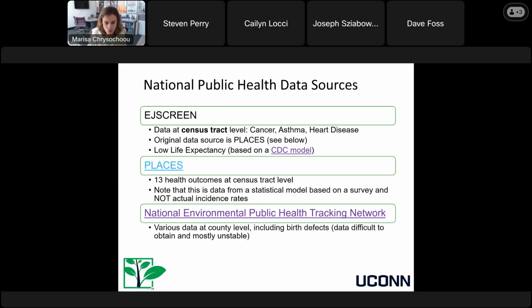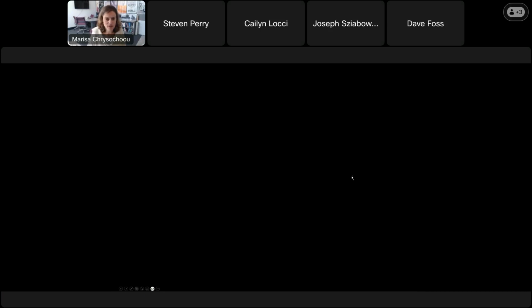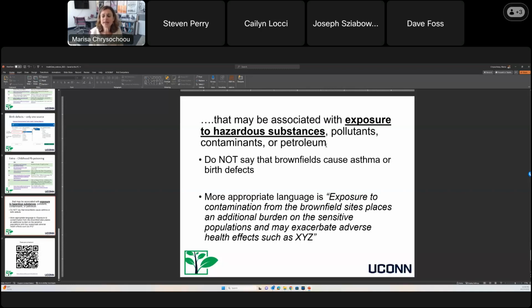The last thing that I want to mention is the language that you want to use around exposure to hazardous substances, pollutants, and contaminants. It is not reasonable to say that the brownfield sites cause asthma, or they cause birth defects, or they cause cancer, because you cannot really establish a one-to-one link between the presence of 1 or 2 or 3 brownfields and a particular disease. But the more appropriate language is exposure to contamination from the brownfield sites.